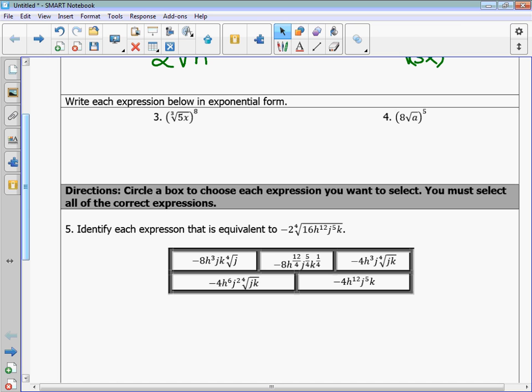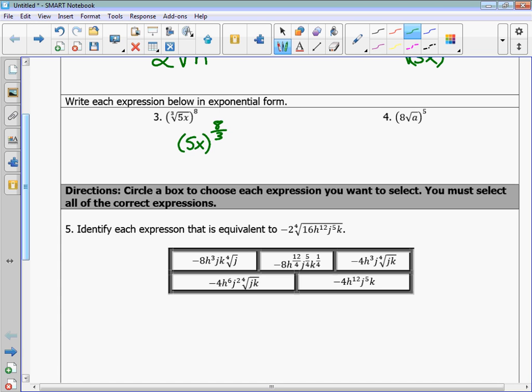For number 3, write the expression below in exponential form. So now we have to go from radical form to exponential form. This is the cube root of 5x all raised to the 8th power. So we have 5x, put that in parentheses, and we can raise that to the 8/3 power. Exponent of 8/3.